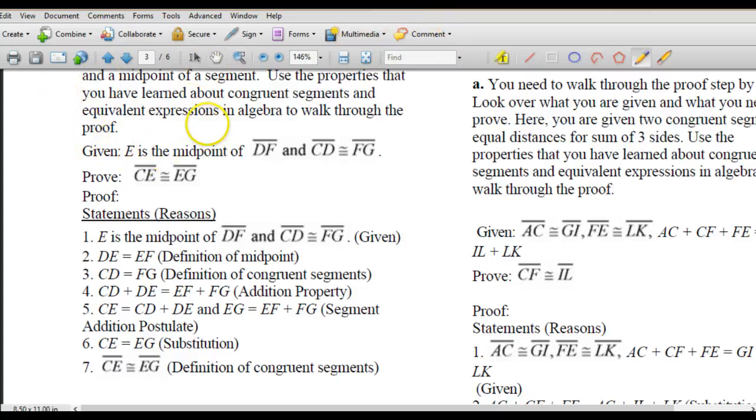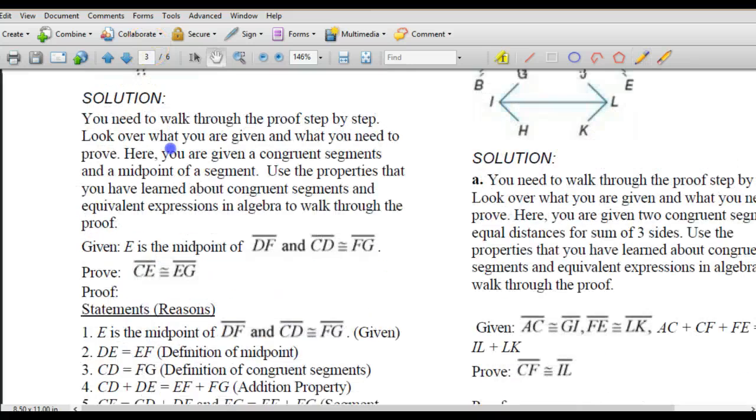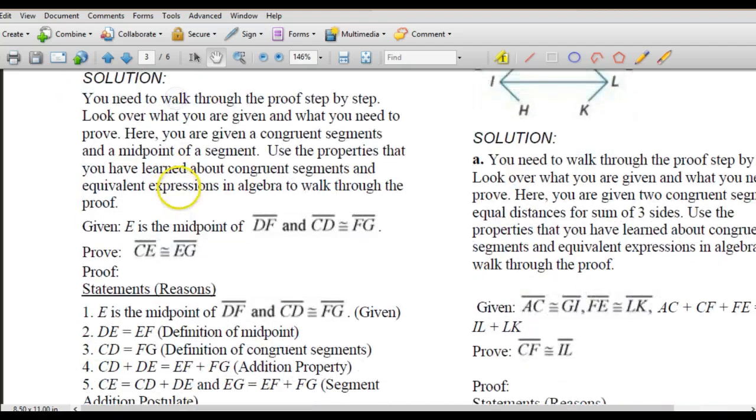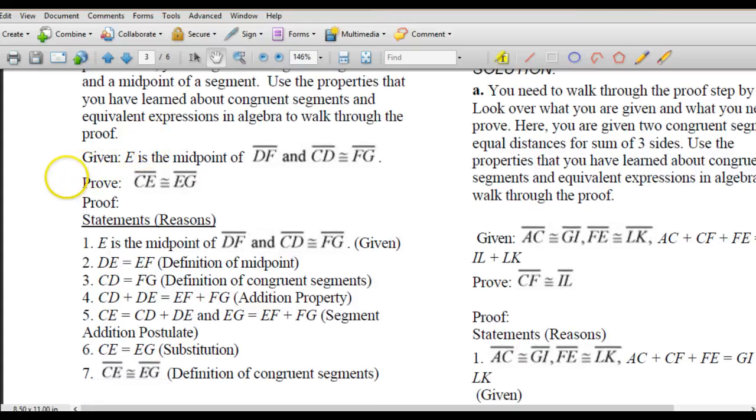So we see that if E is the midpoint of DF, then that means that it's going to split it into two congruent segments, which means that DE and EF will be equal in length. So you might be able to see that clear up here. If this is the midpoint of this, then this segment and this segment are congruent, and that's by definition of midpoint. So DE is equal to EF. By definition of congruent segments, since we stated that CD is congruent to segment FG, we can say that CD is equal to FG.